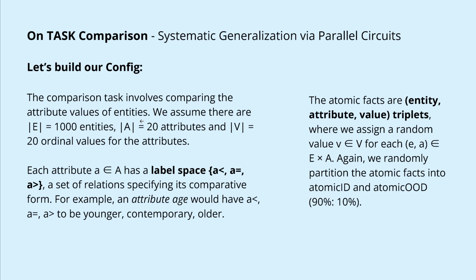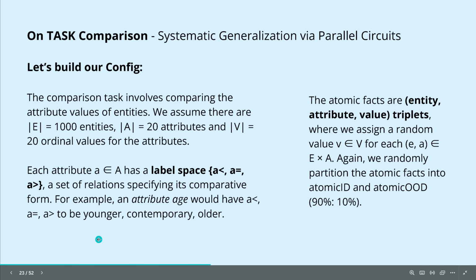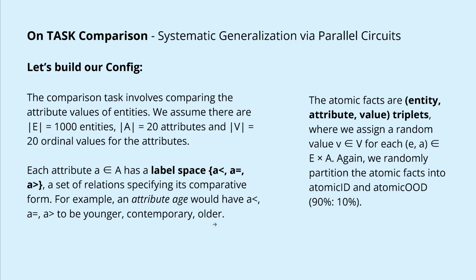And in our first try, we say we have about 1,000 entities in our graph. We have about 20 attributes and 20 ordinal values for the attributes. And each attribute has a specific label space, which is a set of relations specifying its comparative form: less than, equal to, bigger than. And if we have the attribute age, for example, this label space would translate into younger, contemporary, or older person than. So you see, simple, trivial.